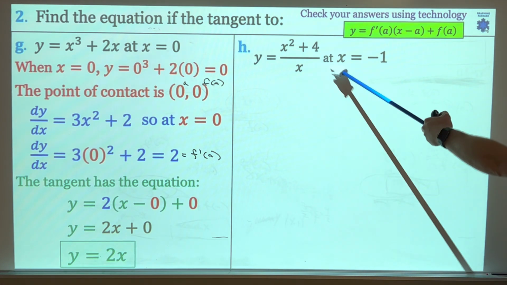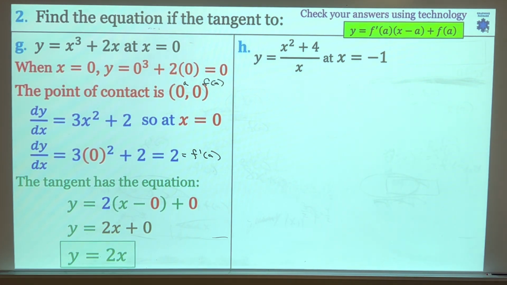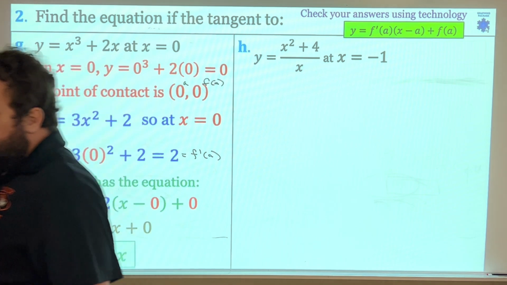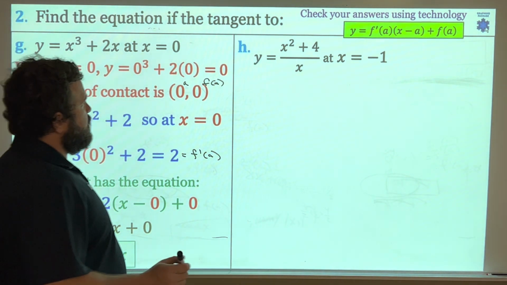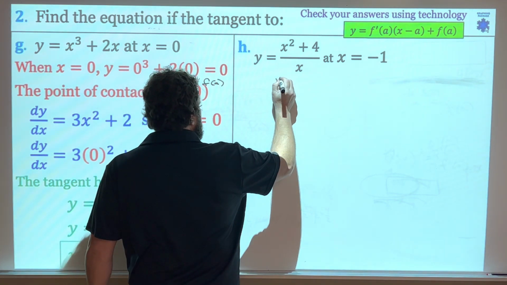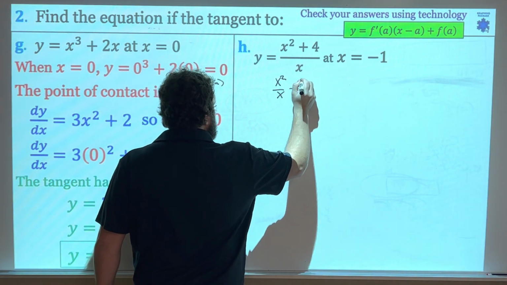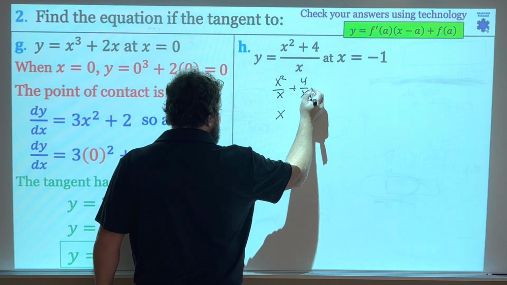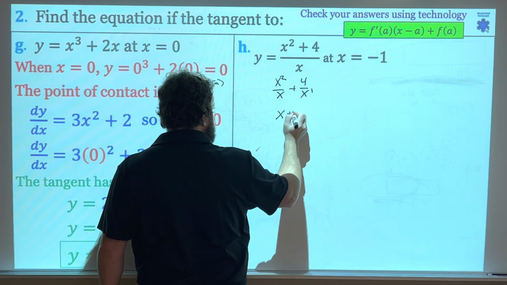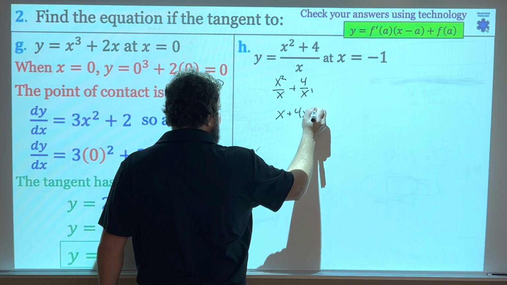Oh, this one's a tough one. What's our first step? First step is to rewrite this. I'm going to do this twice. This is the same as x squared over x plus 4 over x. X squared over x is x, plus 4 over x to the first power. So it's 4x to the negative 1.